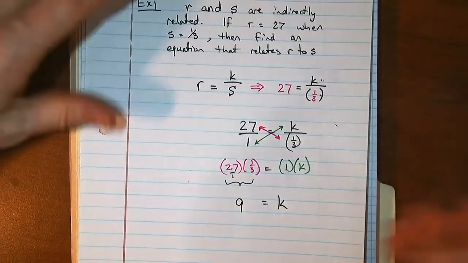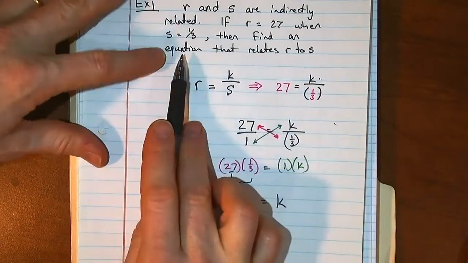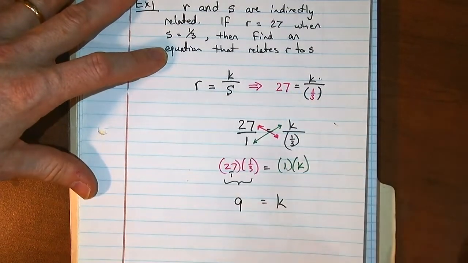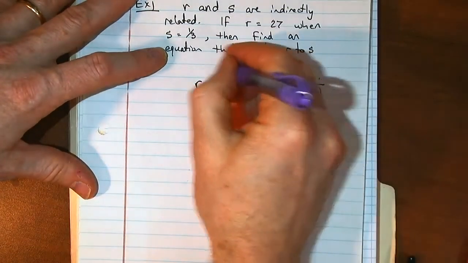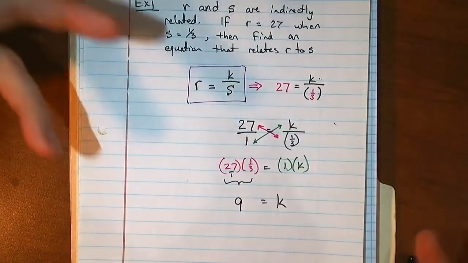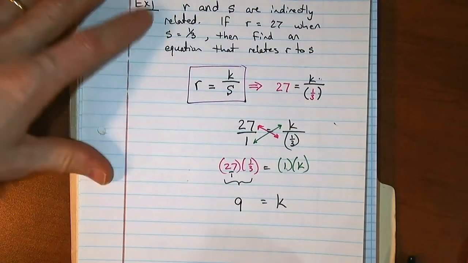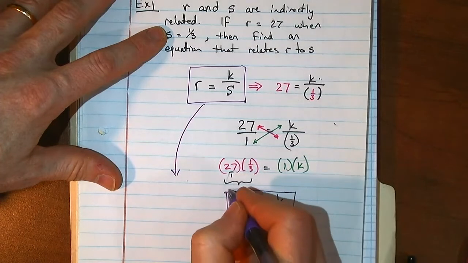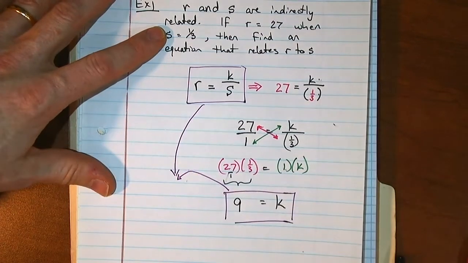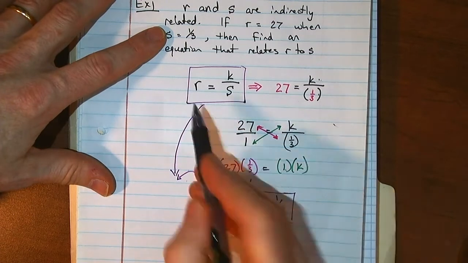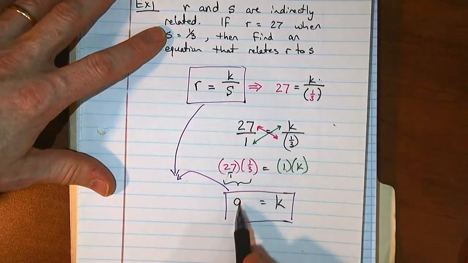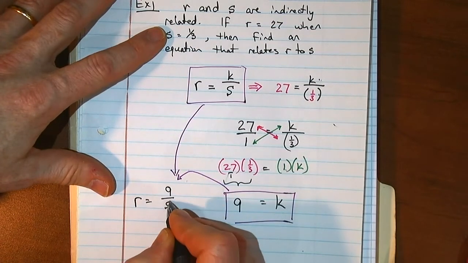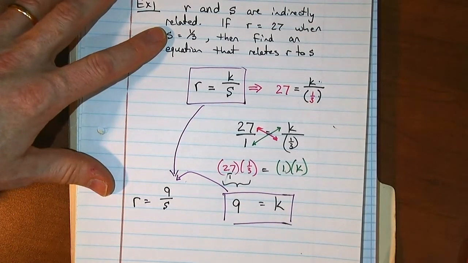But that's not what it asked me to do. It asked me to find the equation. And remember, it could also say find the model, right? Equation and model mean the same thing. So now what I need to do is take this formula, this structure that we began with, and combine it with this result that I have found, to make a model. So my model is going to look like R equals something over S, and the something is going to be 9. R equals 9 over S. And so that is my model.